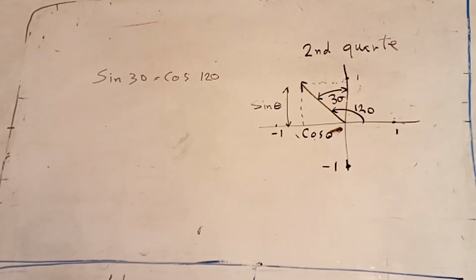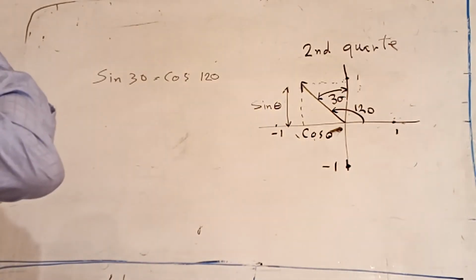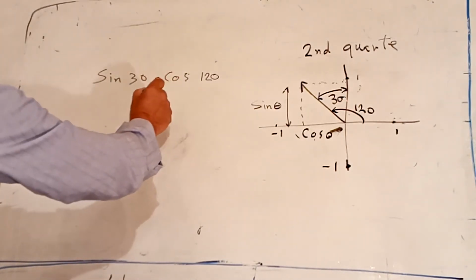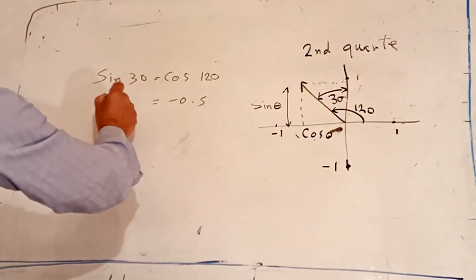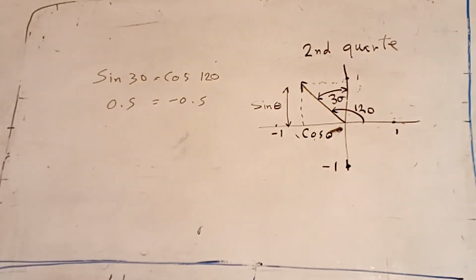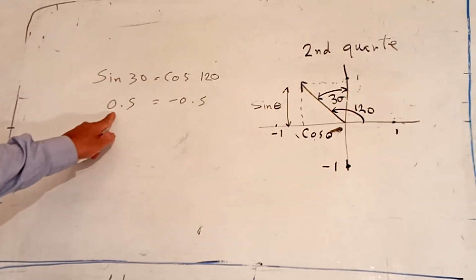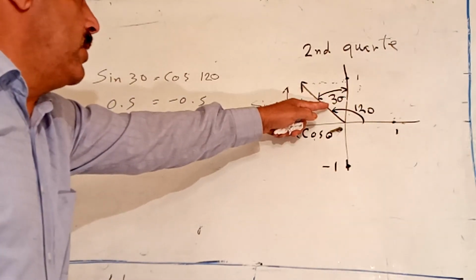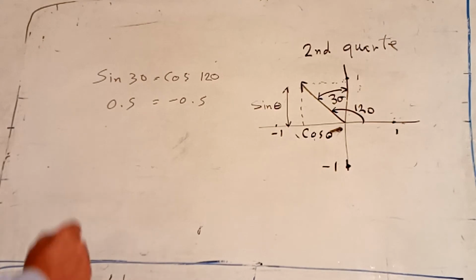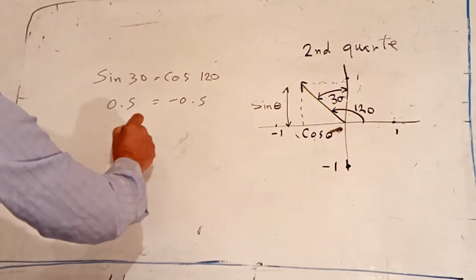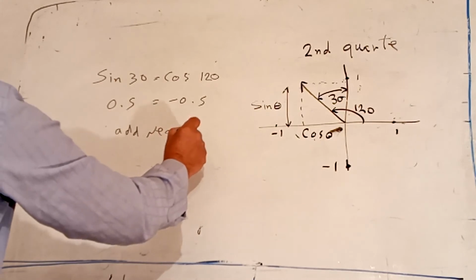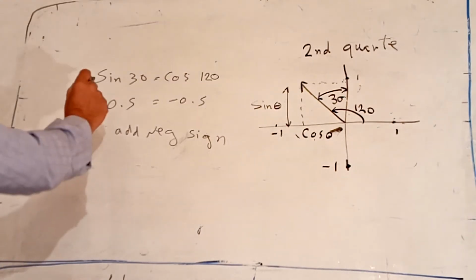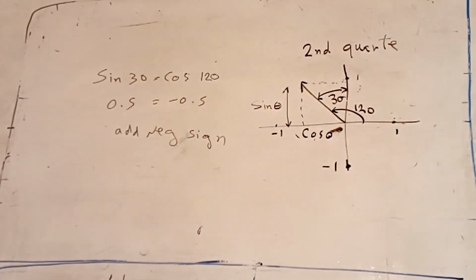Alright, it's the same. They are equal. This one is minus 0.5, but this is 0.5. So they are equal, but we have to add the negative sign because we are in the second quarter. So it's exactly sine 30, but it has to be with a negative sign. So I add the negative sign, and they will be the same. This is how we can take a look at it.